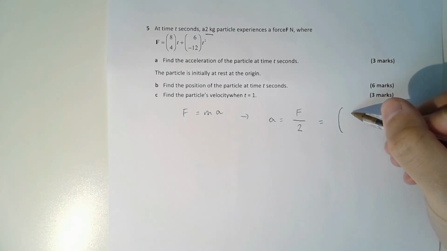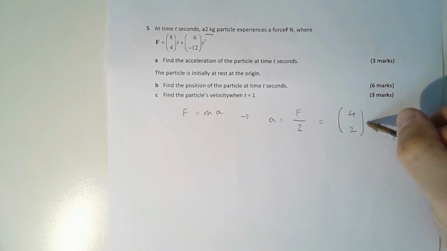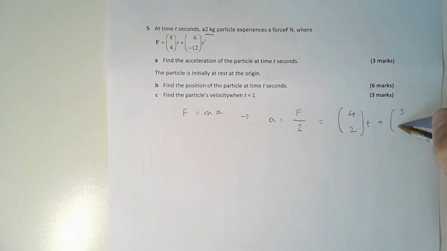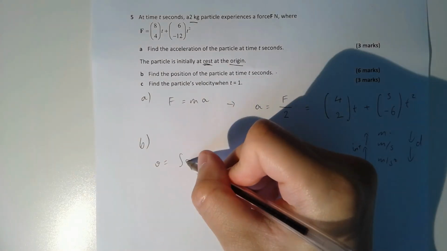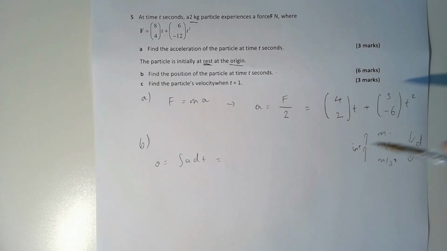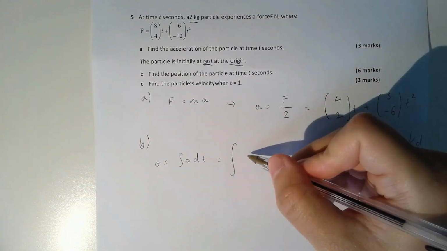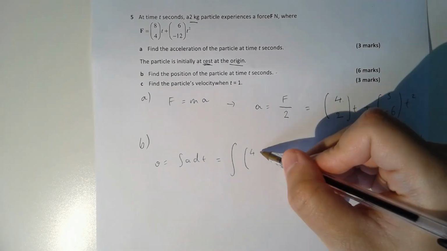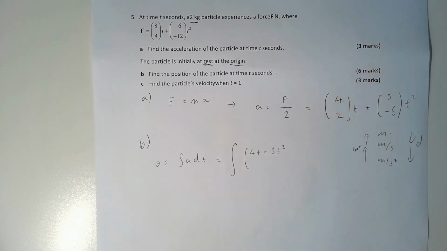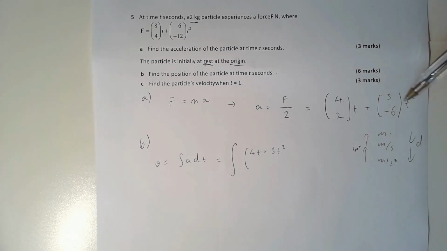So I get a equal to the column vector with 2t plus 3 on top and minus 6t squared on the bottom. That belongs to a. And what next? v is the integral of a dt with respect to t, therefore you integrate each component. If you can see clearly here, you integrate the whole thing: 4t plus 3t squared, because the top component is 4 times t plus 3t squared.